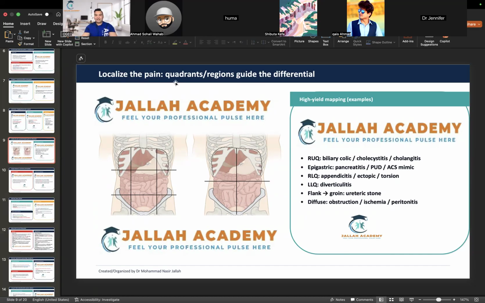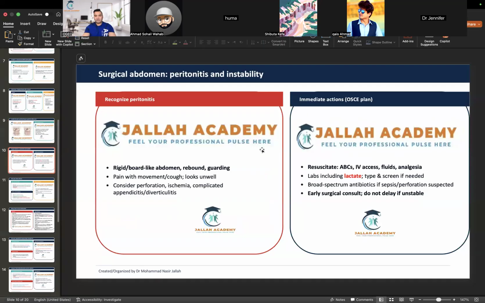So localize the pain. I don't have to bother mentioning this. Everybody here knows the locations of pain: right upper quadrant, epigastric, right lower quadrant, left lower quadrant, flank, and diffuse. Obstruction is usually diffuse, as are ischemia and peritonitis. The rest everybody knows, right? So I'm going to skip this slide. It is very basic.